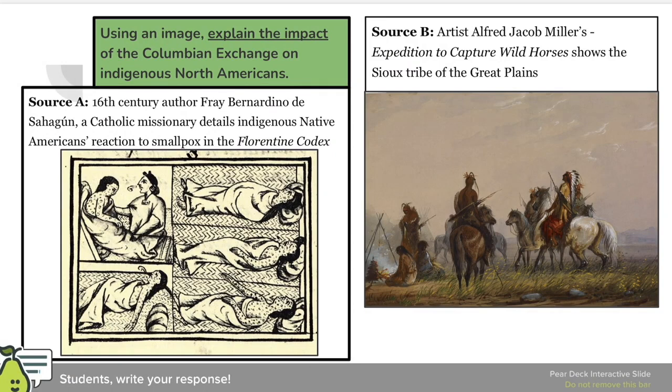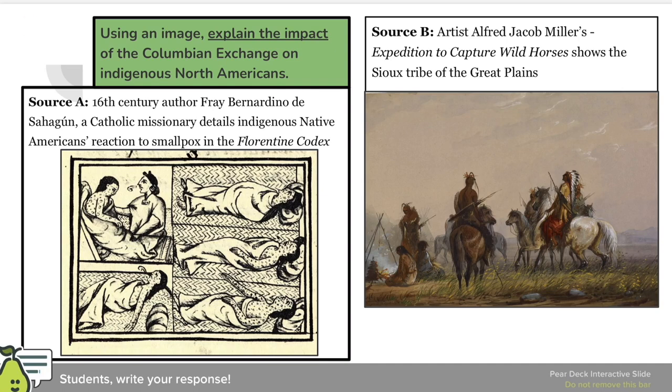Okay, so first on this slide, read the prompt. This is the prompt up here. Using an image. So do we have to use the image to answer the question? Yes. You can't just look at this image and say, well, I'm not going to talk about smallpox at all, because the image is talking about smallpox. And it says you need to use this image to answer the question. The question being, explain the impact of the Columbian Exchange on the indigenous North Americans. So are we talking about the Europeans? No. Are we talking about the impact on Africa? No. We are using these images to talk about the impact on Native Americans.